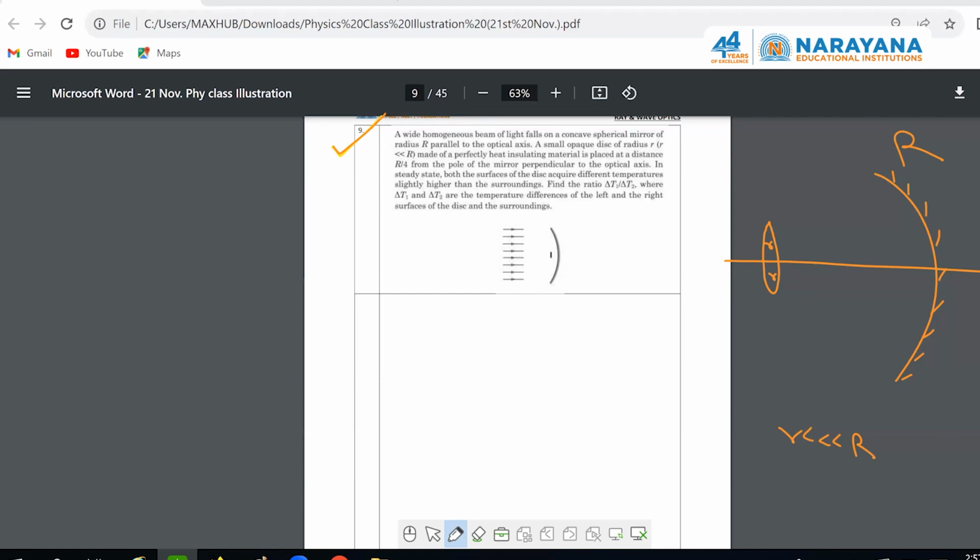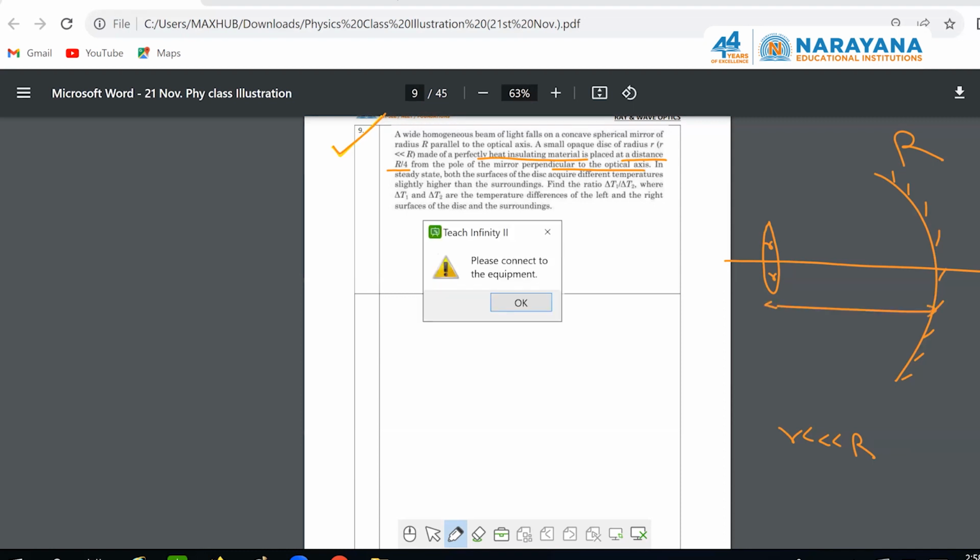Now he says that this disc is made up of perfectly heat insulating material. It is placed at a distance of R by 4 from the pole of the mirror, perpendicular to the optical axis. Okay, this distance here is capital R by 4. Now what does he want? He is saying, in the steady state, both the surfaces acquire different temperatures which are slightly higher than the temperature of the surroundings. And what is that difference? Delta T1 and delta T2. So can we find out that ratio delta T1 is to delta T2 in the steady state?